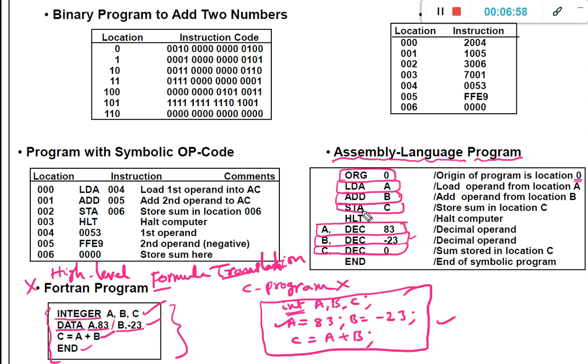Next, HLT means halt computer. After performing the operations, halt the computer, and END represents end of the symbolic program. So this is how we are going to write a program in assembly language code. We will be writing several programs like this in the coming up sessions, so that we will better understand.